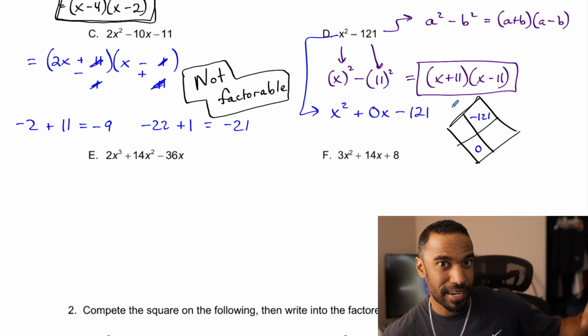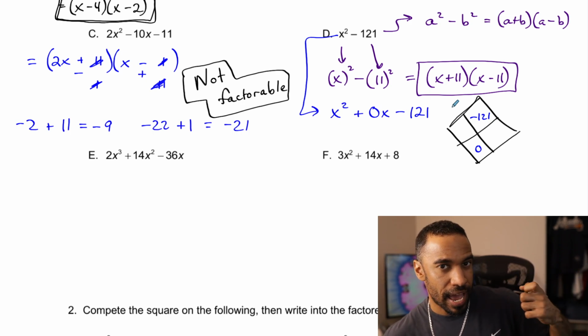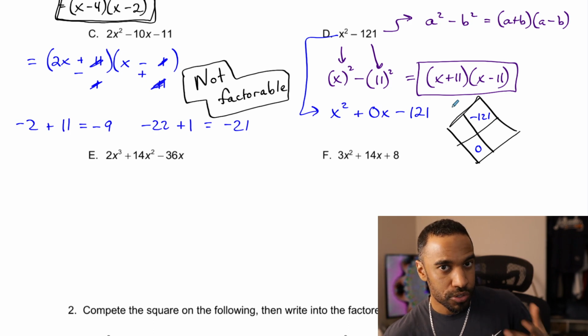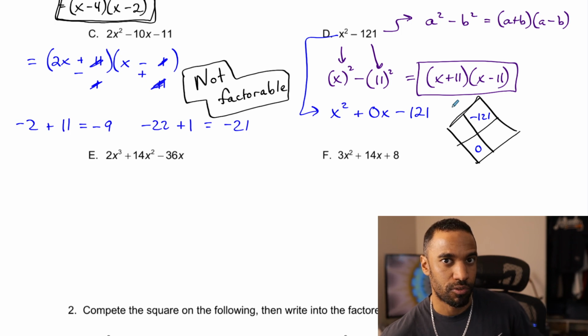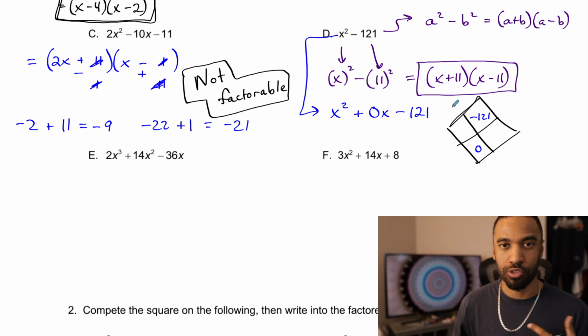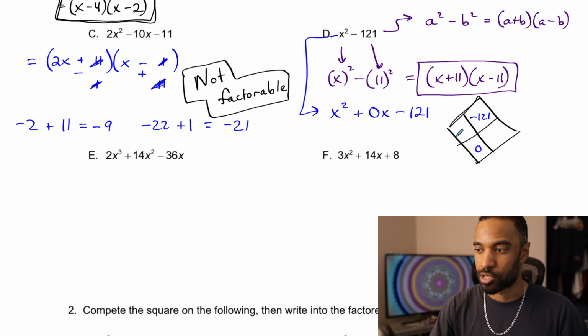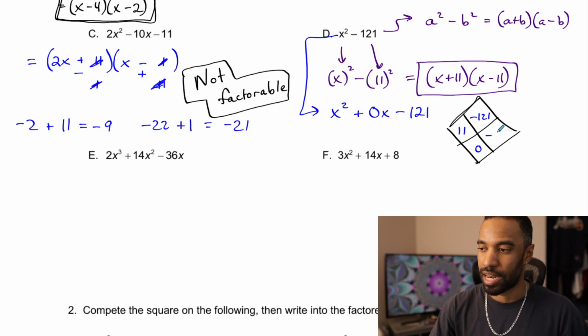So the two numbers that multiply to make negative 121 add to make 0. If numbers add to make 0, either they're both 0 or they're both additive inverses, which means one's a positive and one's a negative version of that number. So you're trying to find the same number that multiplies by itself twice to make 121. That number's 11. So I'm getting 11 and negative 11.